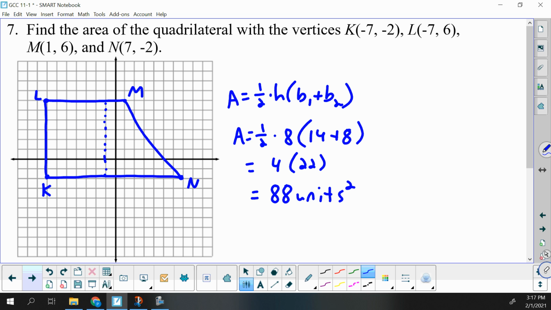So either plot the points or graph the lines, find the area of the shape. If it's not a nice shape, do the rectangle around and do the area of the rectangle minus the parts we don't want.